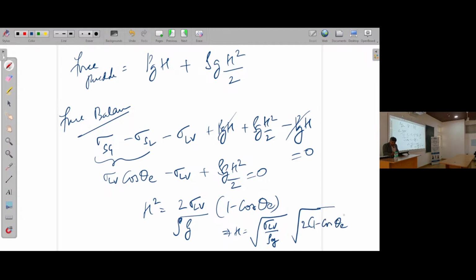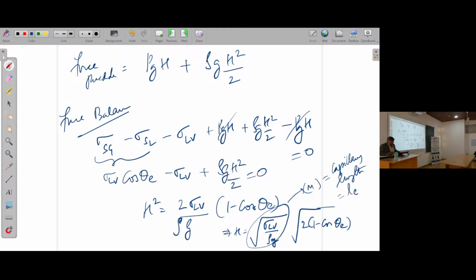There is a reason why I split these two things up. If you look at this particular term, it has a unit of Newton per meter divided by kg per meter cube multiplied by meter per second squared. This has a unit of square root of meter squared, which is a meter. This is the capillary length, and it is typically represented as LC.